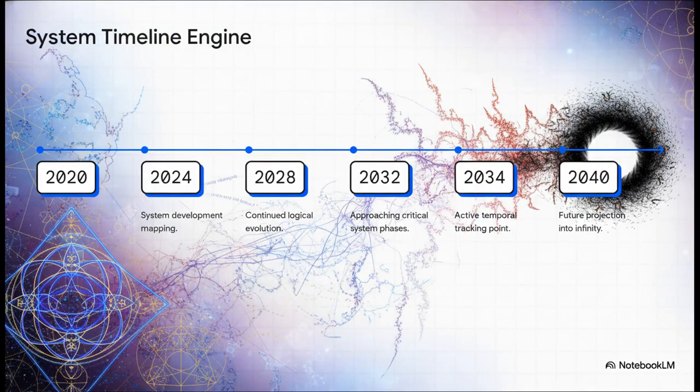Down in the lower left quadrant of that dashboard, you'll also spot the System Timeline Engine. It maps out temporal nodes starting from the year 2020, projecting all the way out to 2040 and eventually into infinity. This highlights that temporal mapping, and a real sense of physical, real-world depth are built directly into the very fabric of the interface. It allows the system to simulate time in the exact same way it simulates geometry.